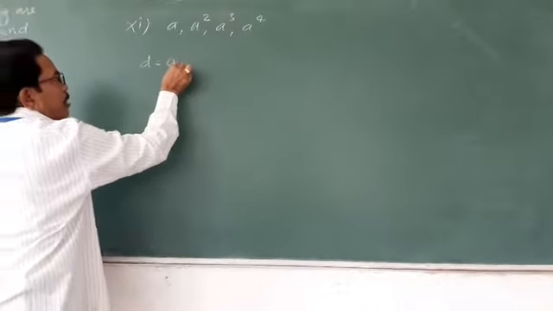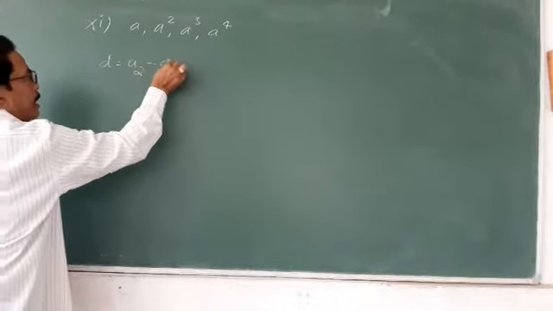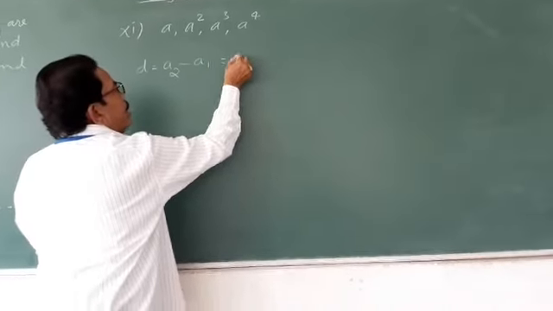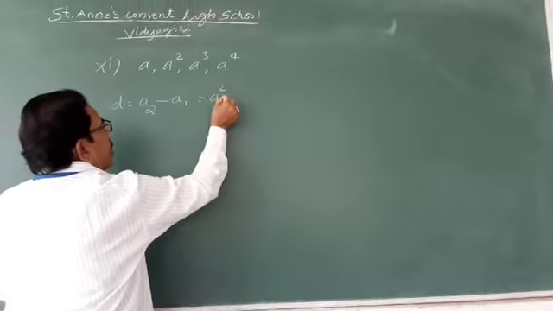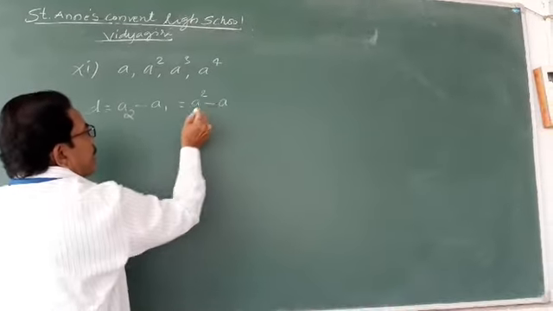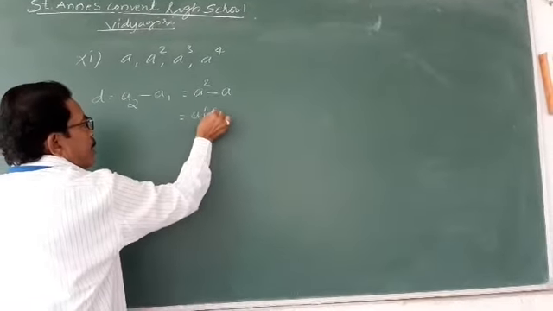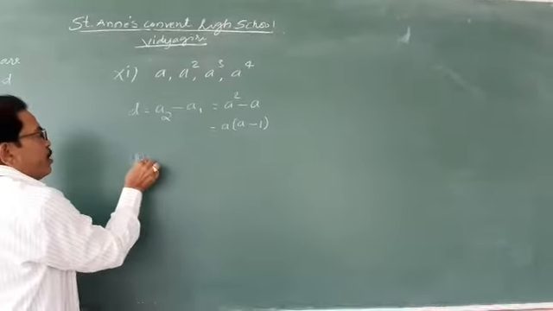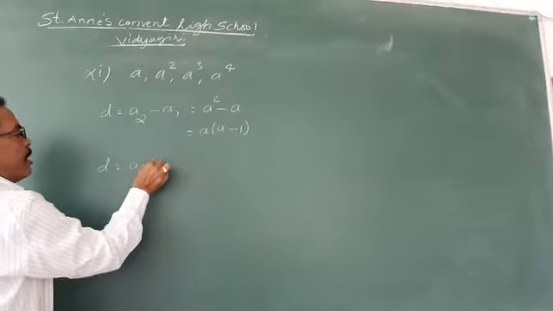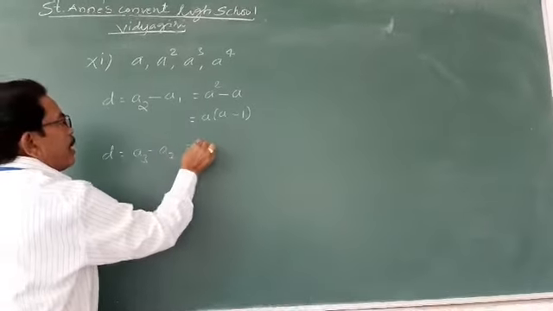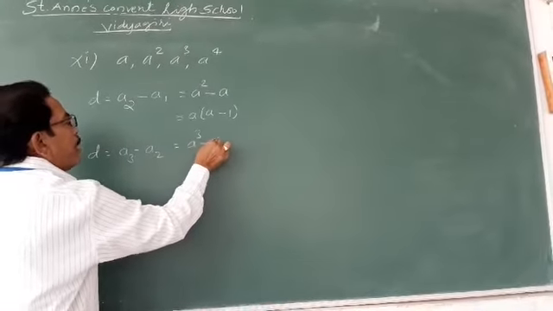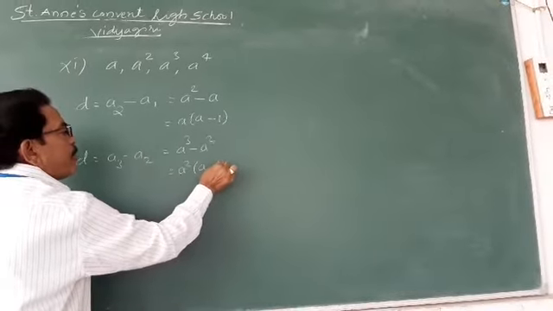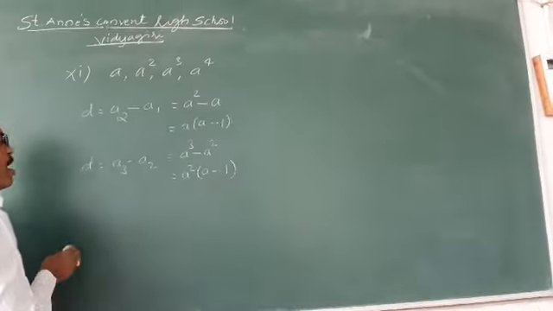d equals a2 minus a1. That equals a square minus a, a is common, so a times (a minus 1). Next, d equals a3 minus a2. a3 is a cube, a2 is a square. So a square is common. Here also we got a minus 1.